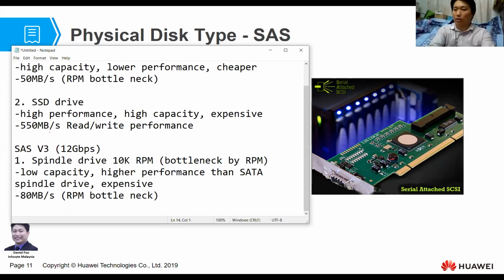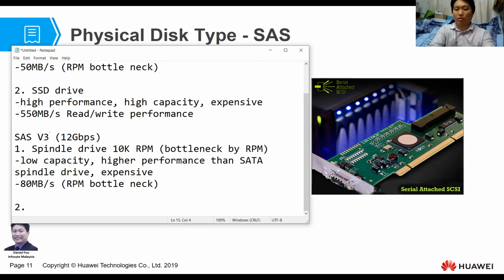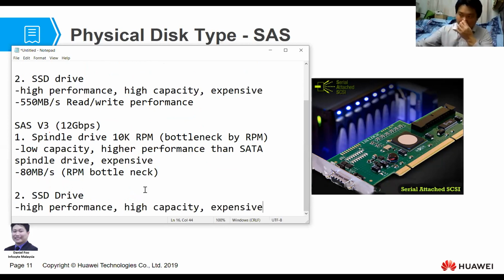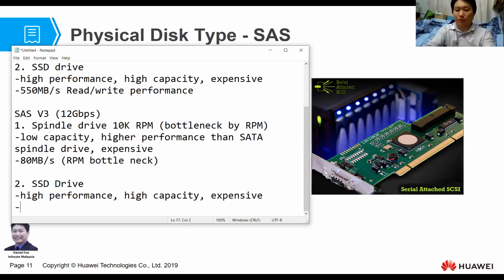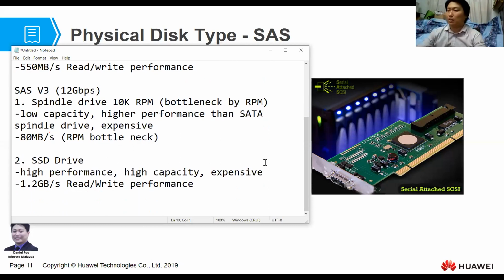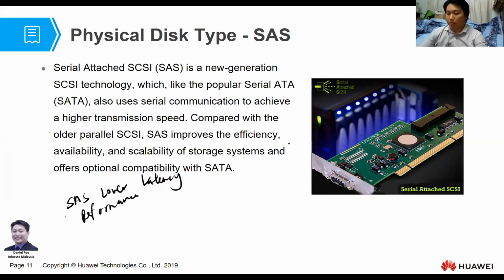So for SAS connection, you can also purchase an SSD drive using SAS connection. This one is similar: they can provide high performance, high capacity, but it will be expensive. They can achieve up to like 1.2 gigabyte per second read and also write performance, depending on the particular model of SSD. So SAS and SATA are mainly referring to the interface itself. This is the SAS drive, very popular in server and enterprise storage environments in the IT market.